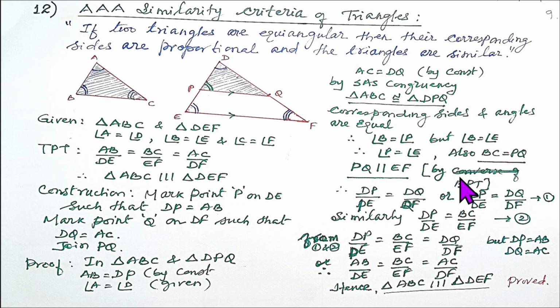But we have another form of BPT, that is DP upon DE is equal to DQ upon DF. Okay, DP upon DE is equal to DQ upon DF. So let us call this as 1. Similarly, now instead of drawing PQ parallel to EF, we can draw PQ parallel to DE and prove that DP upon DE is equal to BC upon EF. Same way as we have proved here, we can prove that DP upon DE is equal to BC upon EF, and that is the second relation.